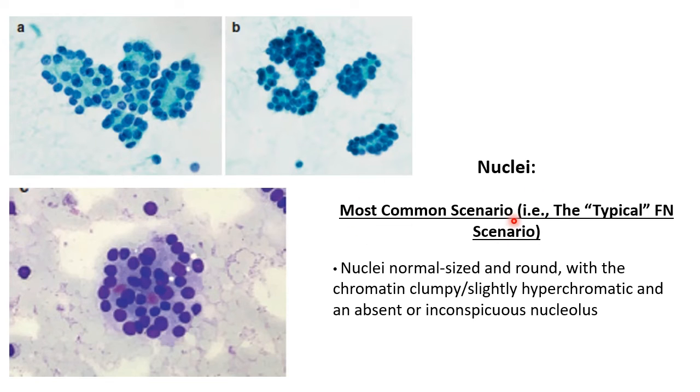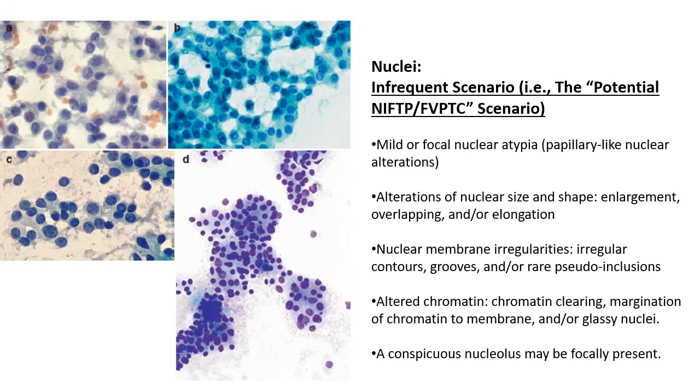First is the most common scenario, that is the typical follicular neoplasm scenario, where the nuclei are normal sized and round nuclei with clumped chromatin, slightly hyperchromatic, and absent or inconspicuous nucleoli. So this is the most common scenario, or the typical follicular neoplasm scenario.